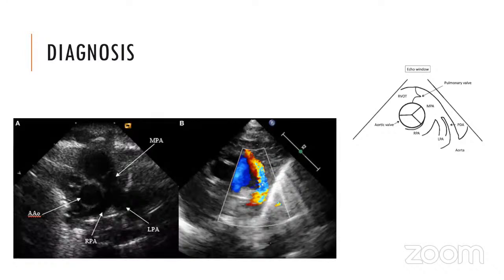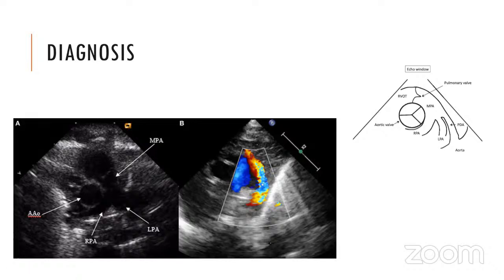Now, through echo, usually we need to measure a few important parameters, especially when we're considering PDA. So there are three main parameters, and within them there are a lot of extra details. The first very important parameter is ductal characteristics. Here you're looking for the duct size, the flow velocity across the PDA, the direction of the shunt, whether it's left or right, and whether the duct is patent or not.